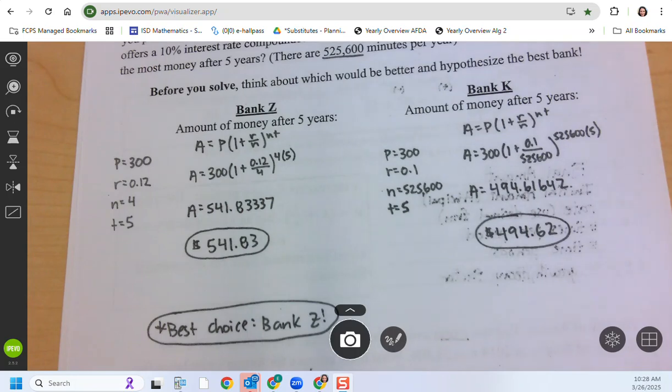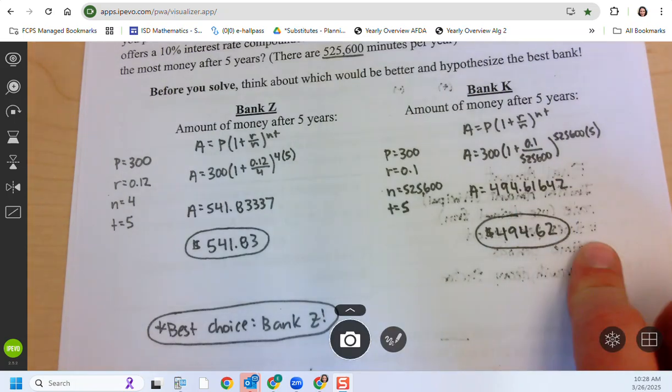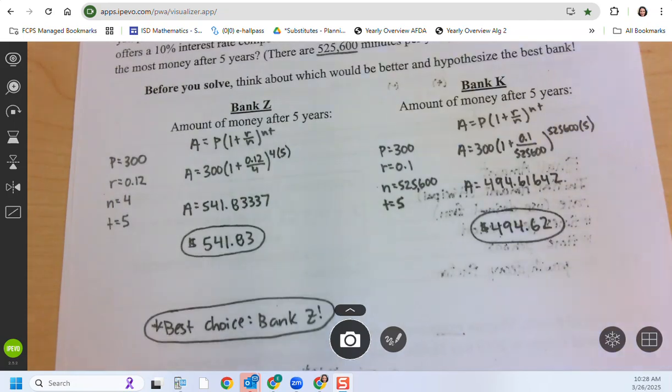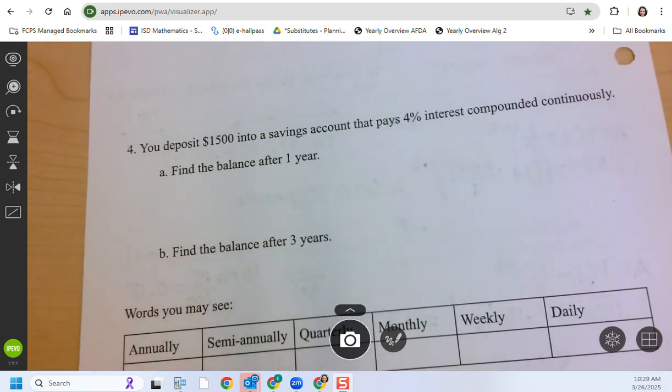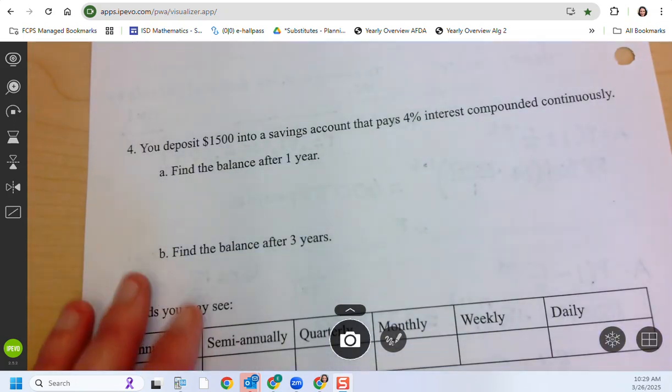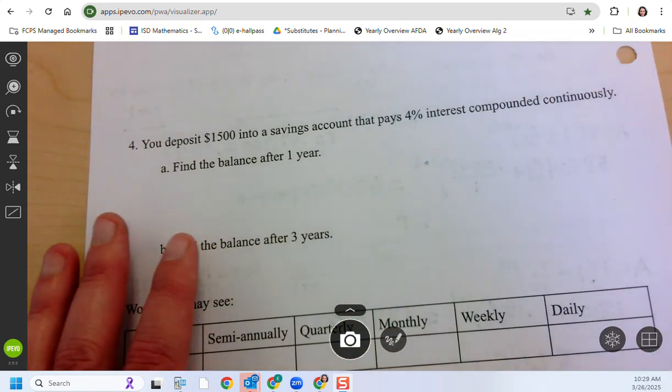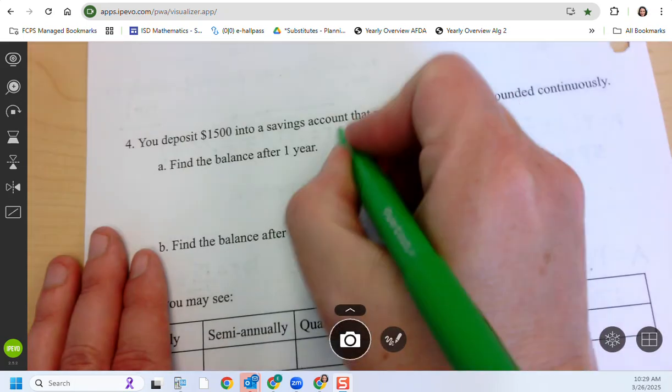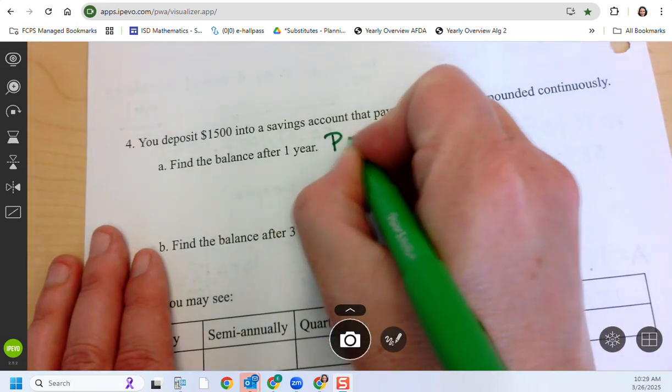All right, so it's a different formula, right? For compounded continuously, we use the other formula. A equals P times E to the RT, right? Let me see if I copied it right. Yep. Now remember, E is a number. It's on your calculator. So we're going to use that, but let's identify our R and our T first.